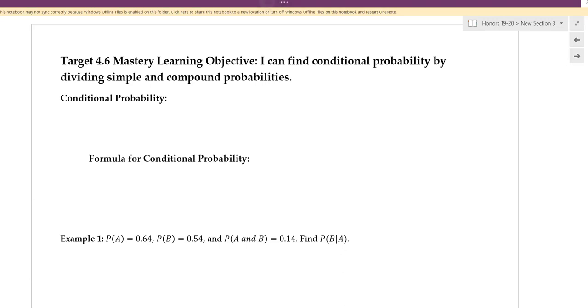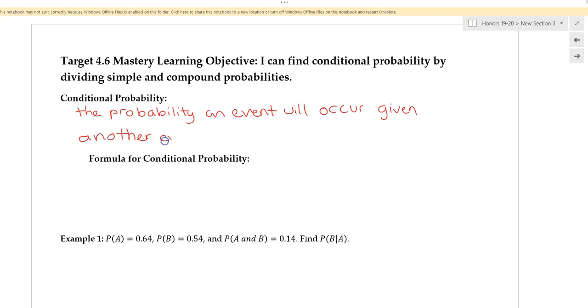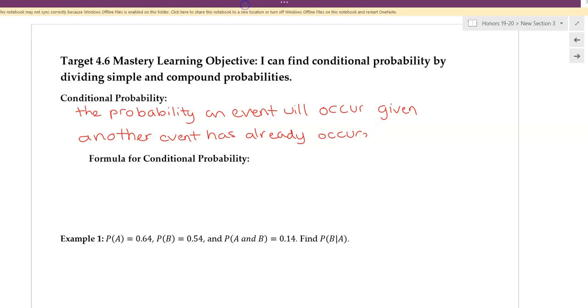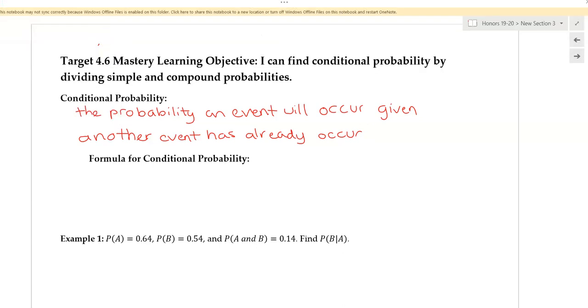Conditional probability is the probability an event will occur given another event has already occurred.